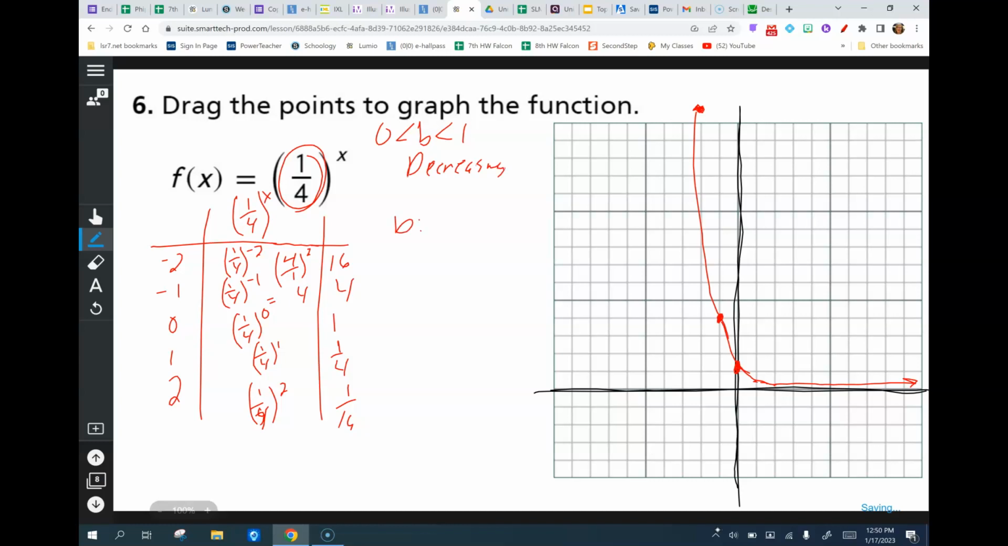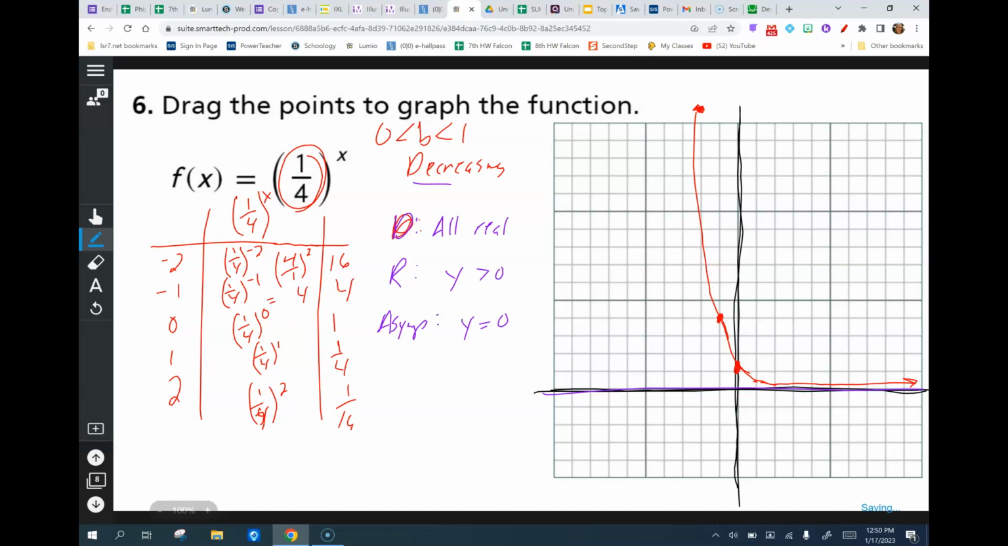Let's look at the domain. The domain is going to be all reals. We can plug anything we want to in for x. It's our range that's going to be restricted. Look at your asymptote. Your asymptote is going to be right down here. It's just going to be y is equal to 0. That determines that my range is going to be y is greater than 0.